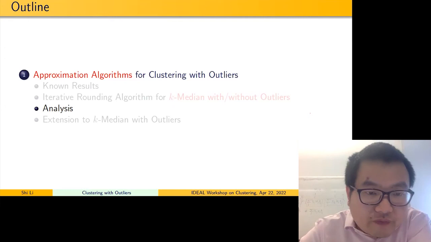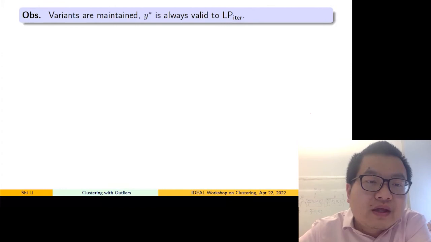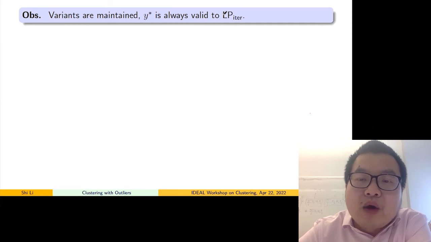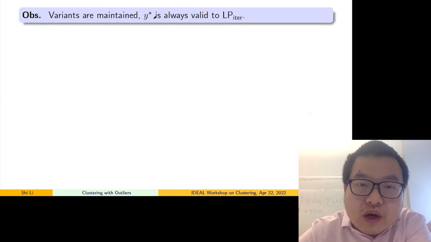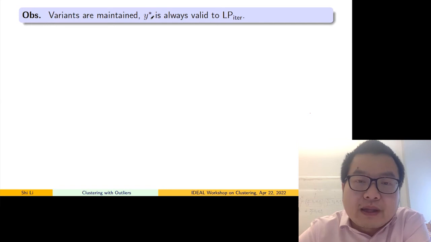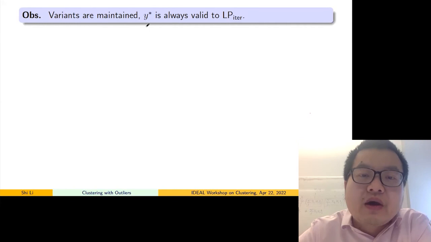So there are many simple observations we can make. So the invariants are maintained. Fj is a ball around J, Rj is the radius of Fj, Bj is the half ball, and Y star is always valid to the LP for the iterative rounding. So every iteration, we try to find the Y star. Of course, then Y star will be valid. But if we update Cj, C star, Fj, Bj, we also guarantee that Y star is valid.